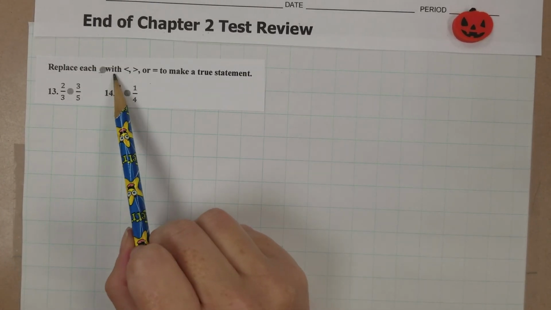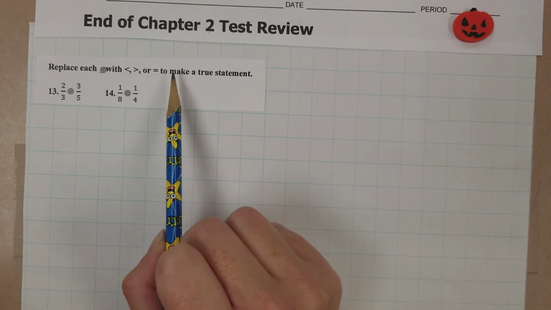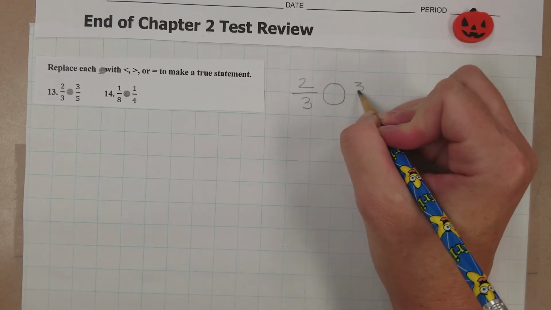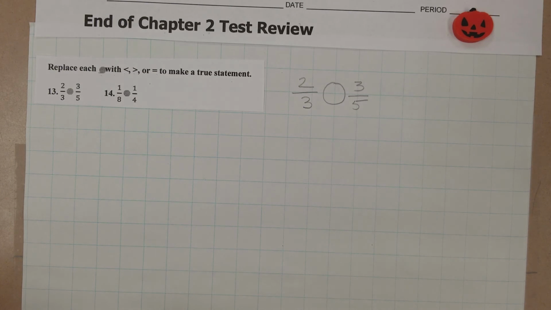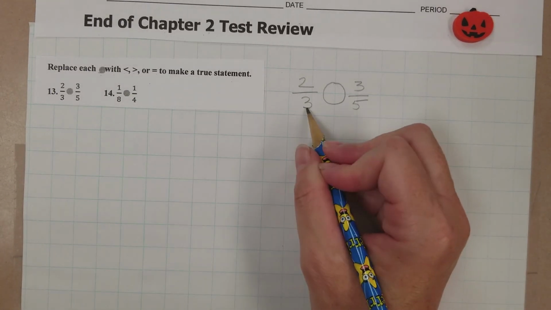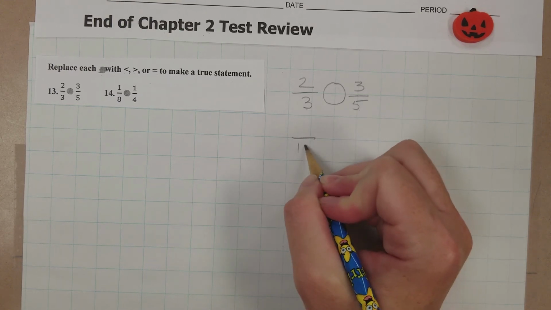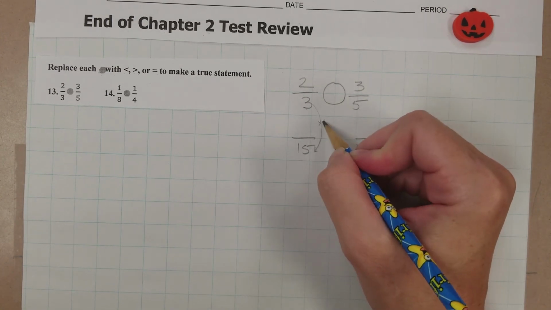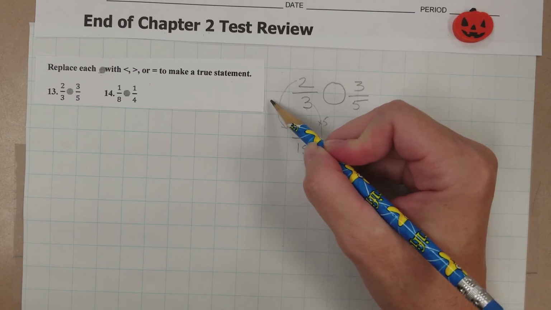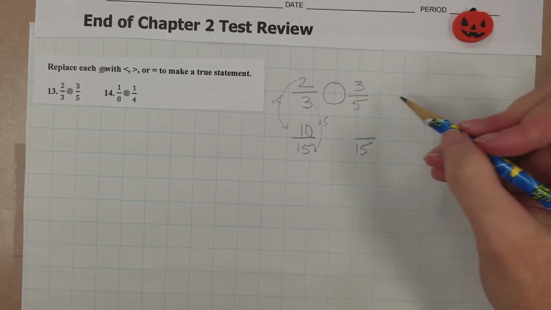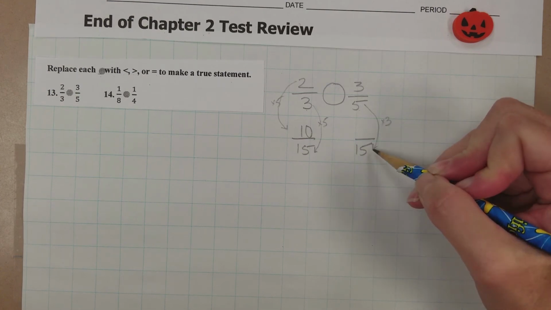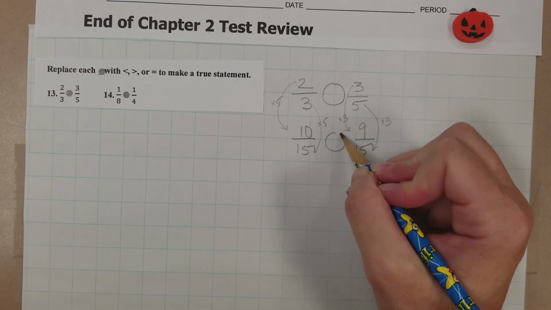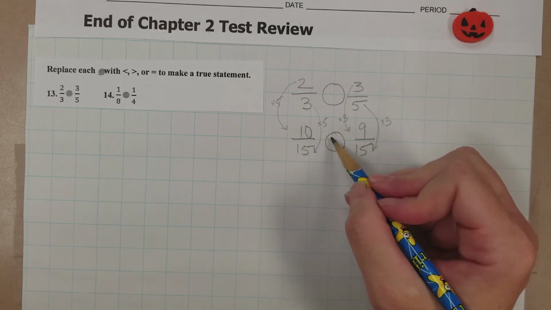Replace each shaded circle with less than, greater than, or equal to make a statement true. We are going to compare 2/3 to 3/5. One way to do this is to have common denominators. The common denominator that we could use for 3 and 5 is 15. I would multiply 3 times 5 to get 15, so I have to multiply 2 times 5 to get 10. I multiply 5 by 3 to get 15, and 3 times 3 to get 9. When I compare 10 fifteenths to 9 fifteenths, 10 fifteenths is bigger.